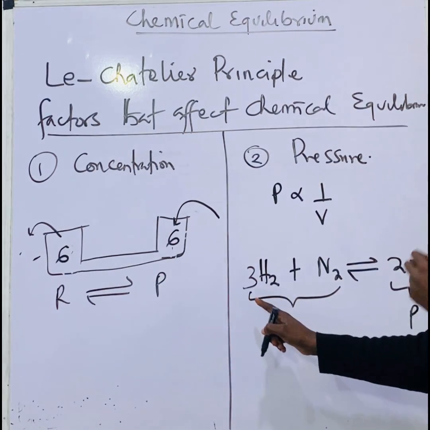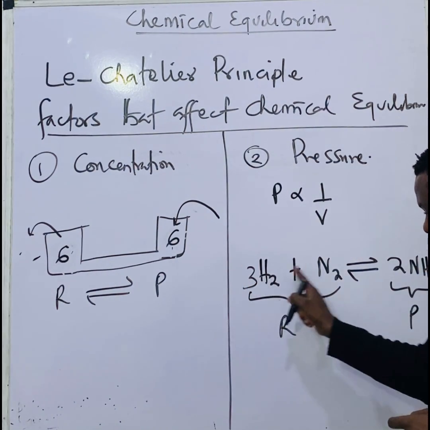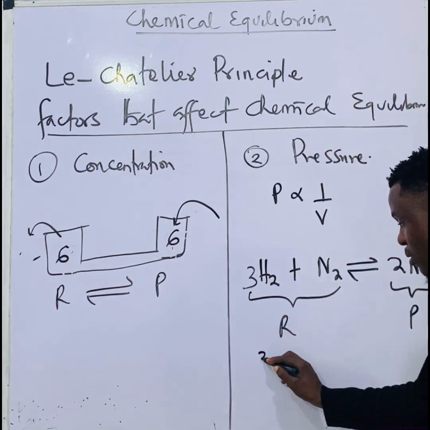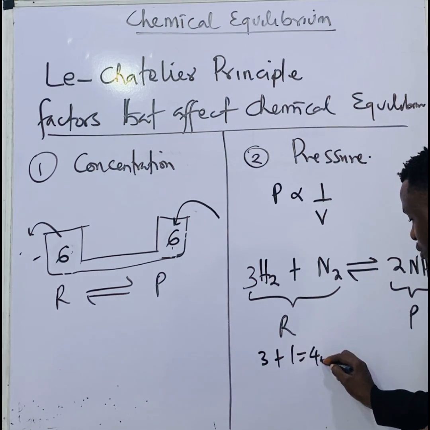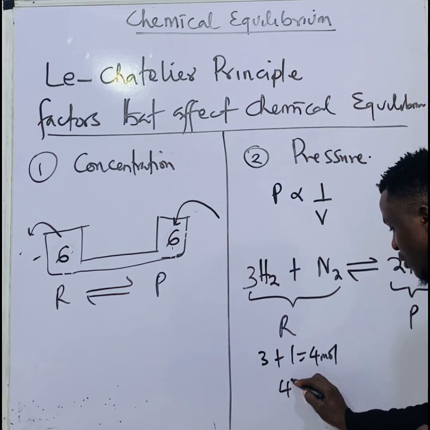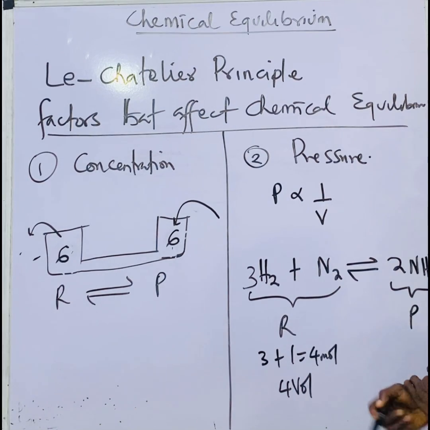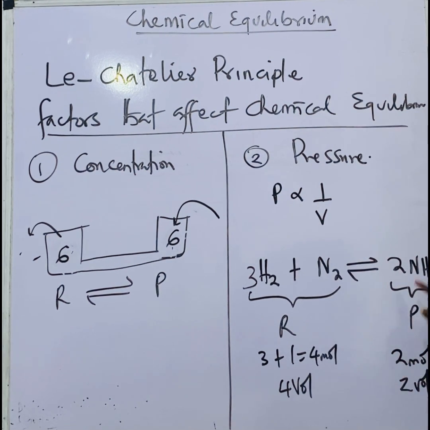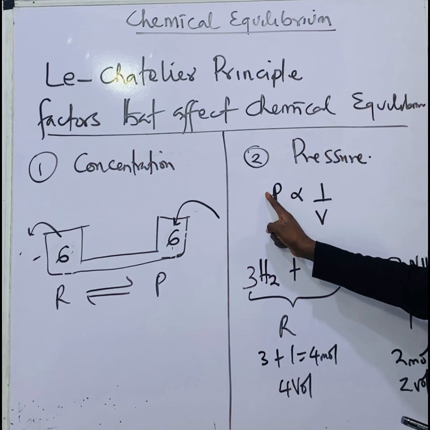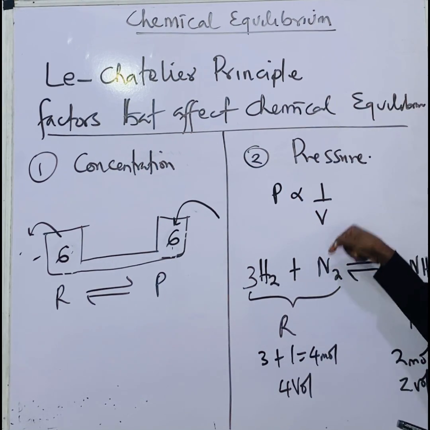So the number of moles on the reactant side is 3 plus 1 because there is an invisible 1 here. 3 plus 1, which is 4 moles. Now this 4 moles is equivalent to 4 volume. On the product side, we have 2 moles, which is equivalent to 2 volume. So you notice that the product has 2 volume and the reactant has 4 volume. So between these two sides, which of them has lesser volume? The product side. So remember, if you increase the pressure, volume decreases.